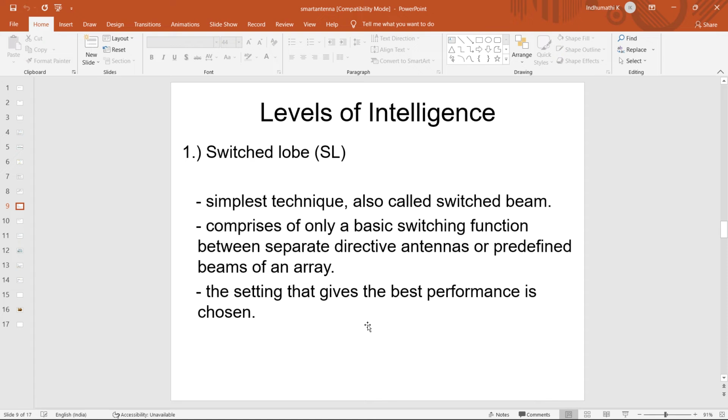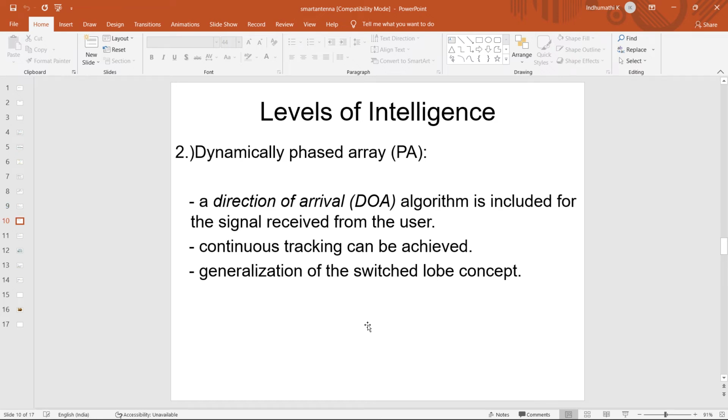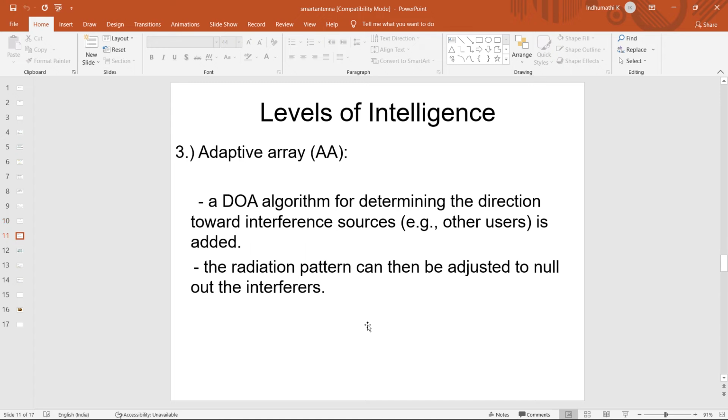The switched lobe is the simplest technique, also called a switched beam. It comprises only a basic switching function between separate directive antennas or predefined beams of an array. The setting that gives the best performance is chosen. And dynamic phased array is based on a direction of arrival algorithm for the signal received from the user. Continuous tracking can be achieved. A generalization of the switched lobe concept is utilized. So the dynamically phased array is the technique used before the adaptive array.